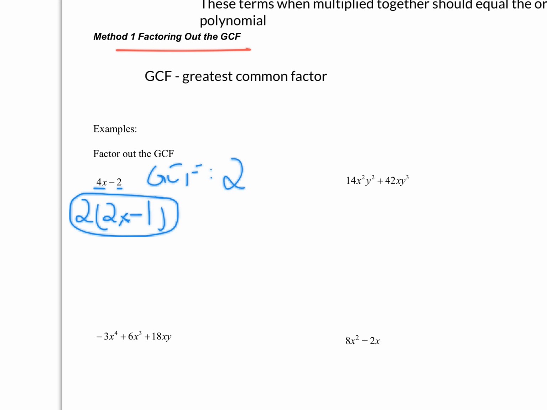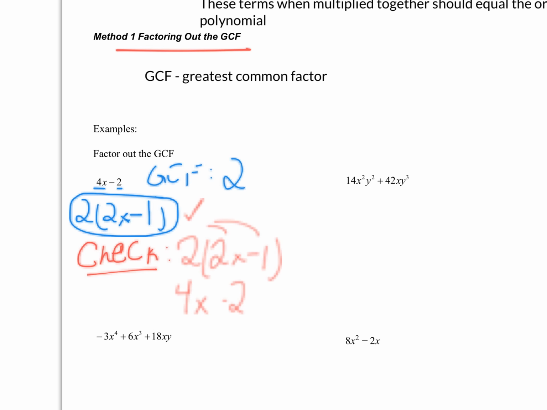So in the definition of factoring, we know that our factors should always multiply back out to give us what we started with, the original polynomial. So if I wanted to check my work, I could take 2 times 2x minus 1, distribute that 2 out, and I should get what I started with. Well, 2 times 2x is 4x, and 2 times 1 is negative 2. So we do get what we started with. That means these factors are right.